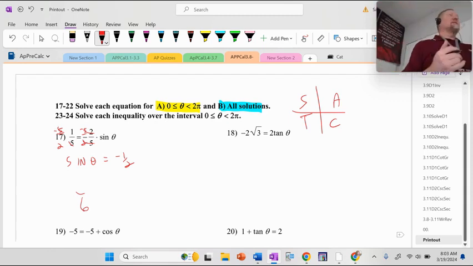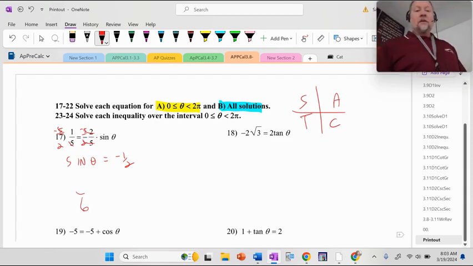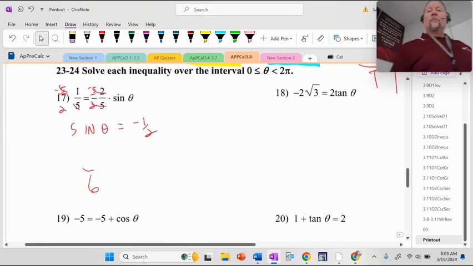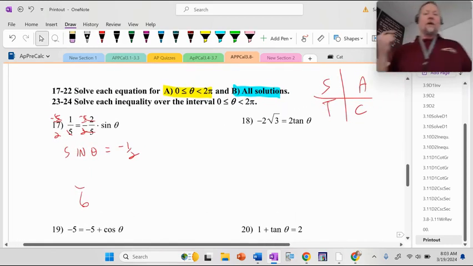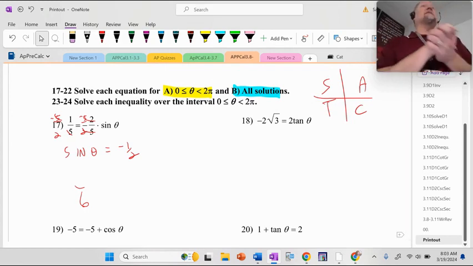All right. So we got to get this figured out. And then where else is sine negative, or where is sine negative? Which quadrants? Which quadrants? 3 and 4. So what's 3?